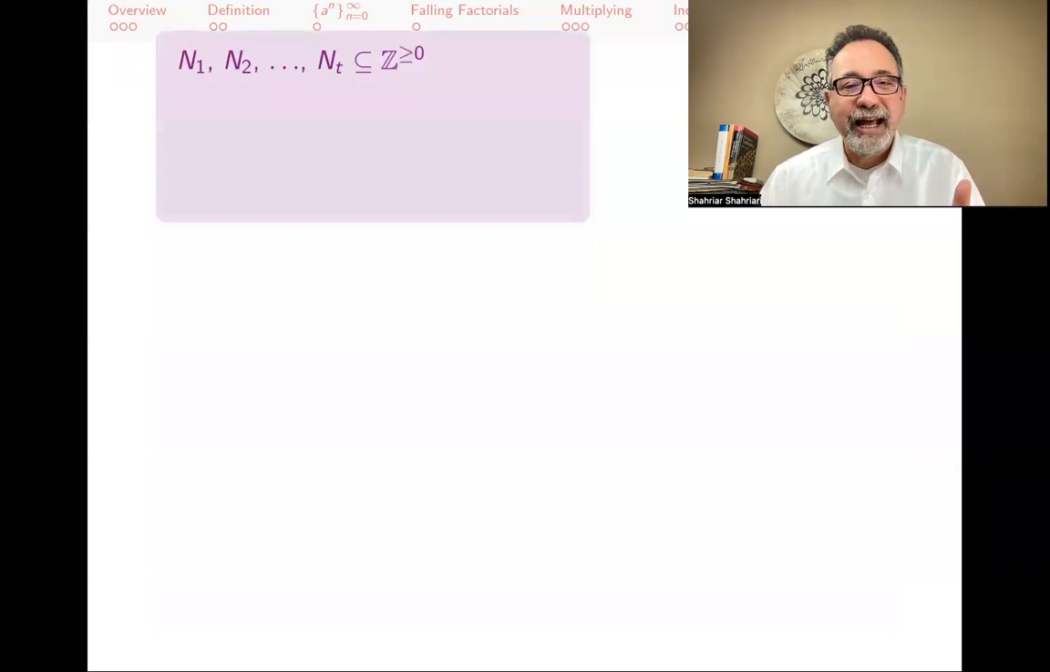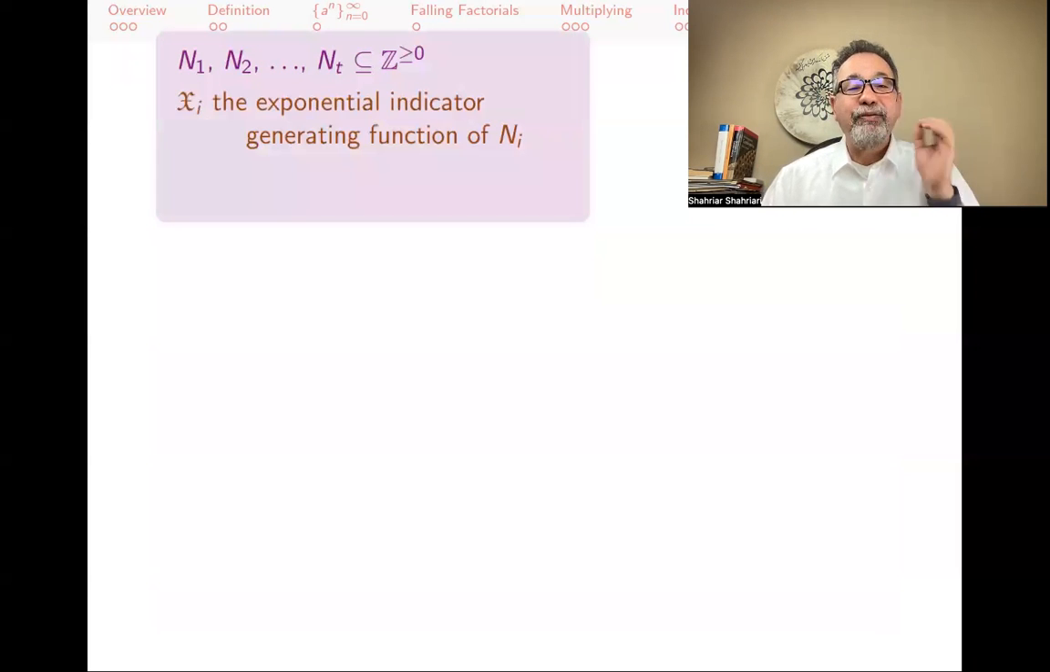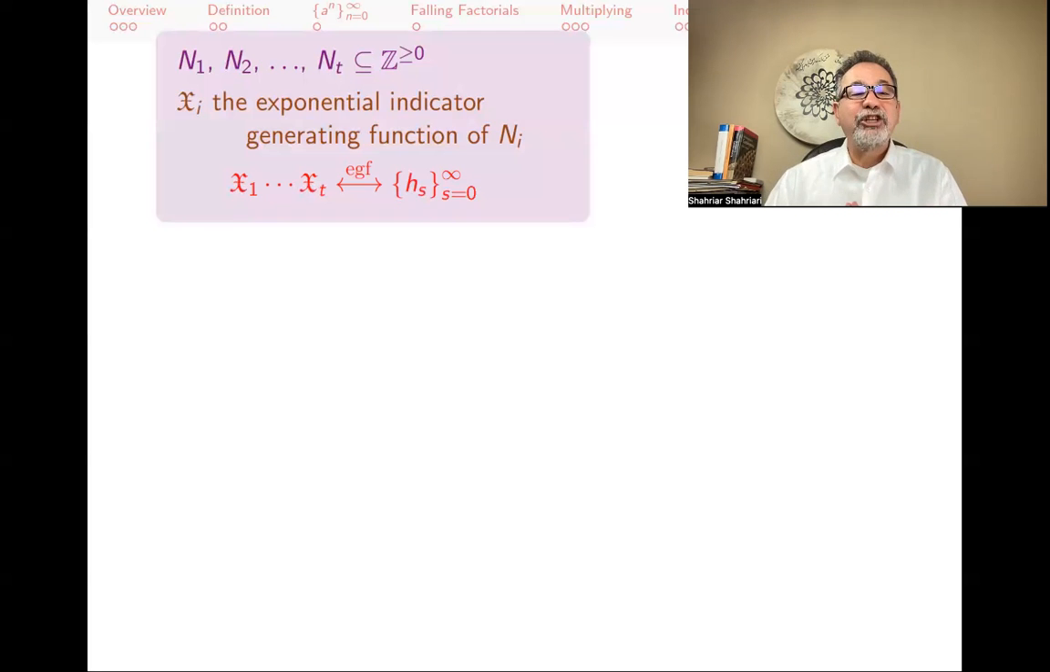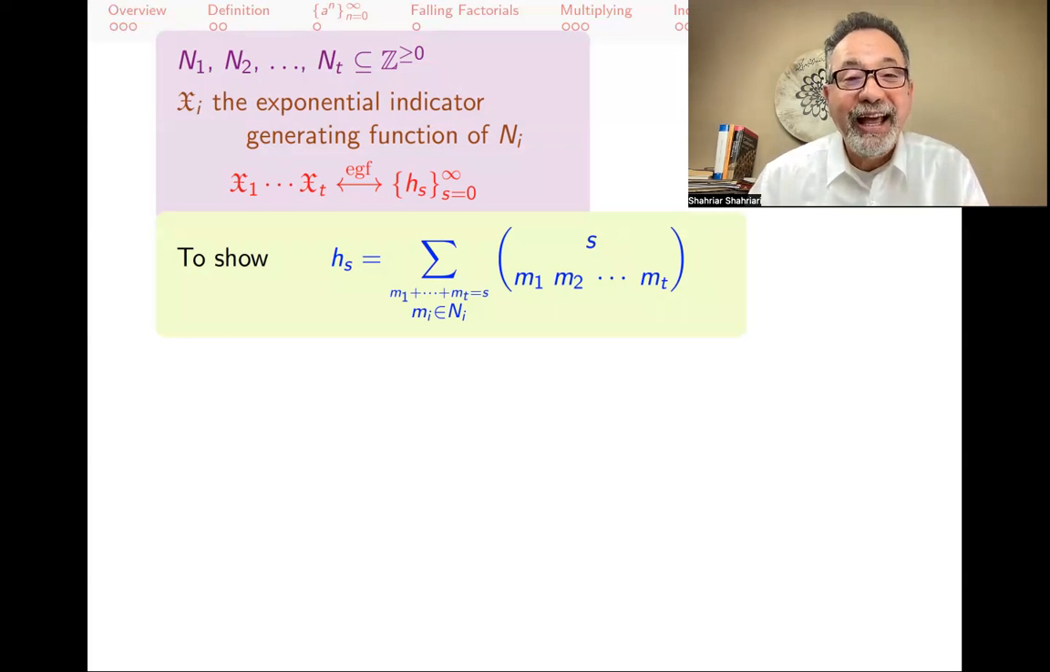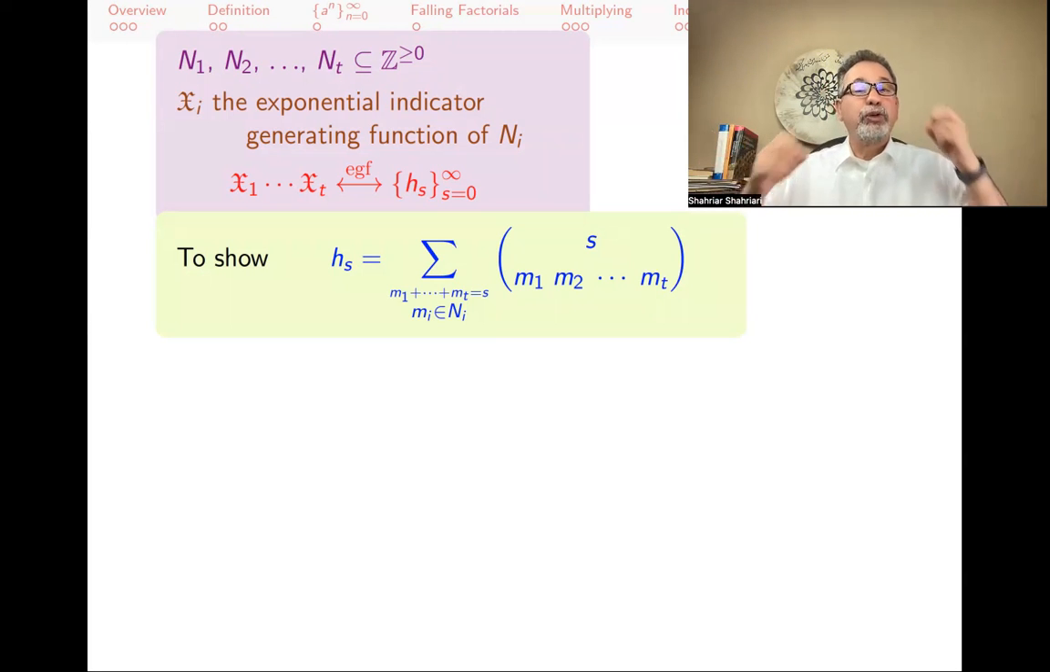So what's the setup? We have a bunch of sets. These are sets of non-negative integers, and we have the exponential indicator generating function for each of them. The product of these exponential indicator generating functions is the exponential generating function for some sequence, and that sequence is the sequence HS. And we want to know what this HS is. What we want to show is that HS is this sum of multinomials, which is the answer to the question of s-permutations of a multiset with weird restrictions on each one of the types. So that's what we want to show.